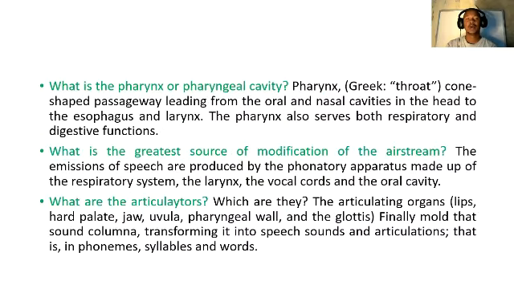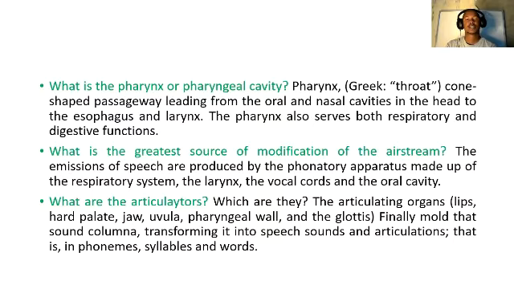What is the pharynx or pharyngeal cavity? Pharynx, Greek for throat, is a cone-shaped passageway leading from the oral and nasal cavities in the head to the esophagus and larynx. The pharynx also serves both respiratory and digestive functions.